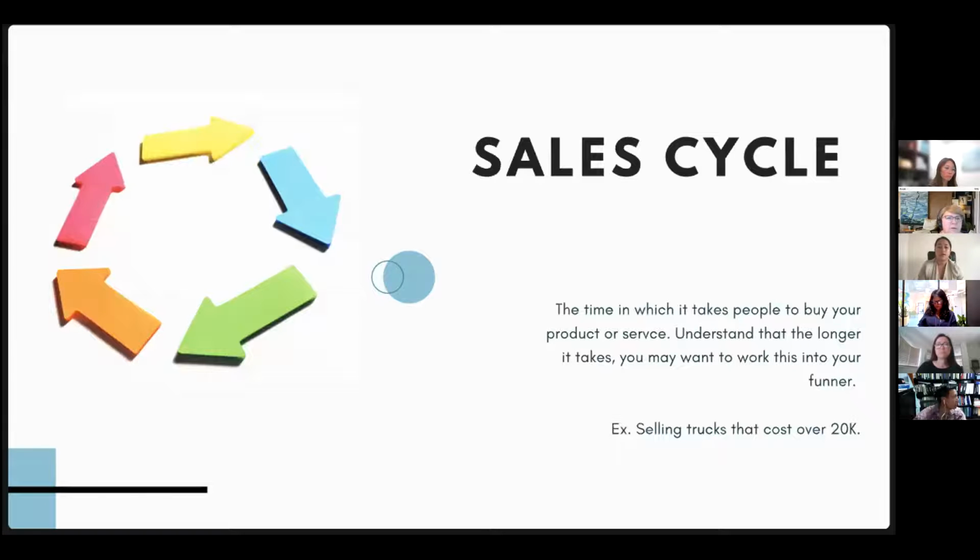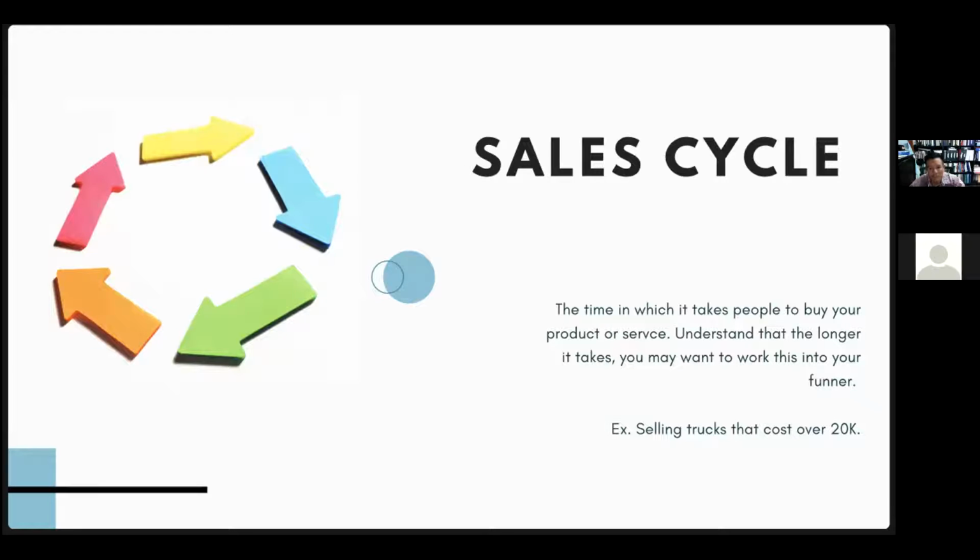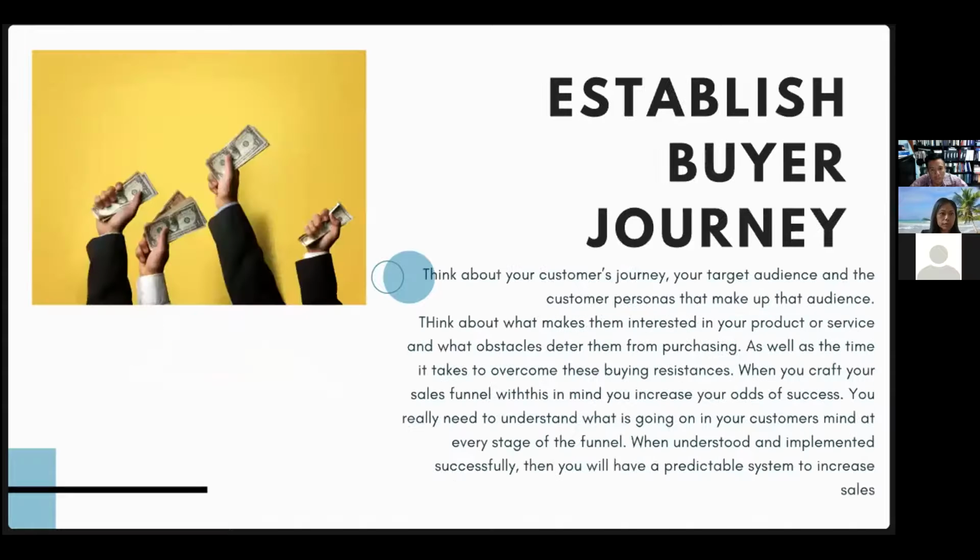You also want to think about the time it takes people to buy your product or service. So what is the current sales cycle that you have? Understand that the longer it takes, you may want to work this into your funnel. So plan to communicate with your leads during this time lapse. Like what we stated with the truck, if you know that car sales is going to take 3 months, you're going to want to account for that in your strategies and work that somewhere in the middle of your funnel tactics.